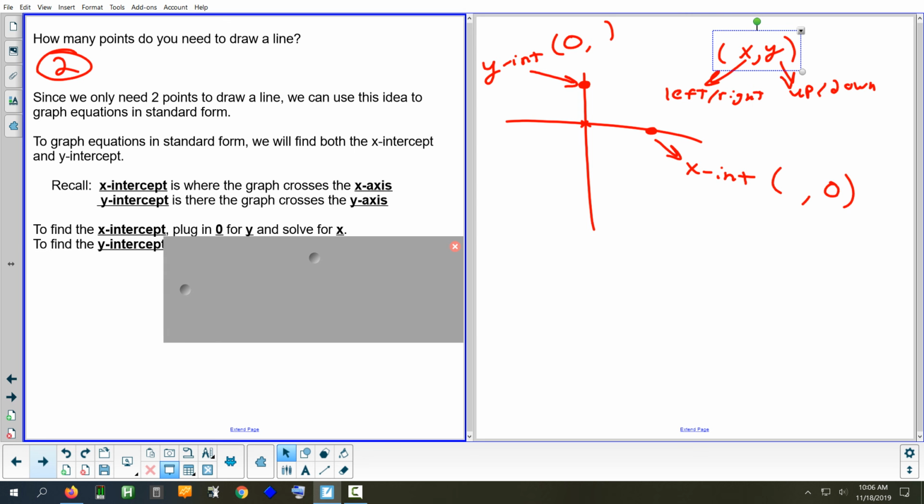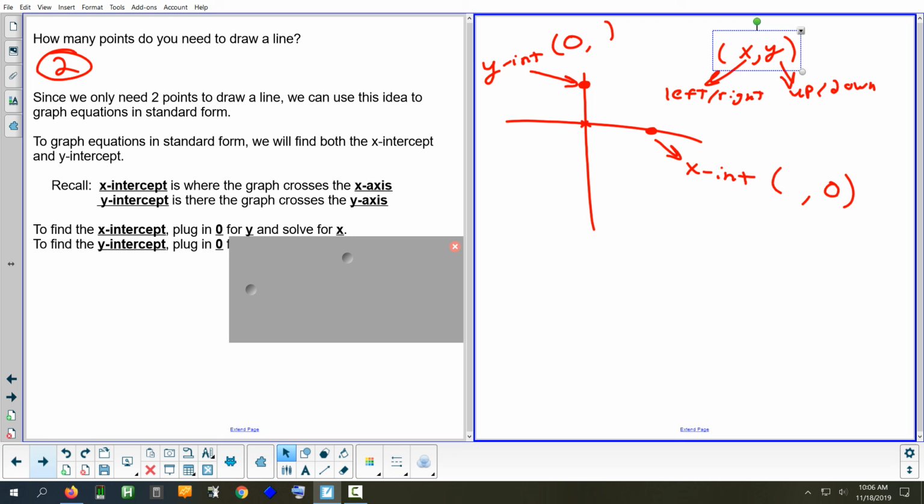Now we're going to do the same thing, except find the y-intercept. Anybody think they know what number I'm going to plug in to find the y-intercept? I'm going to plug in 0. And what letter do you think I'm going to plug it in for? We're going to plug it in for the x.